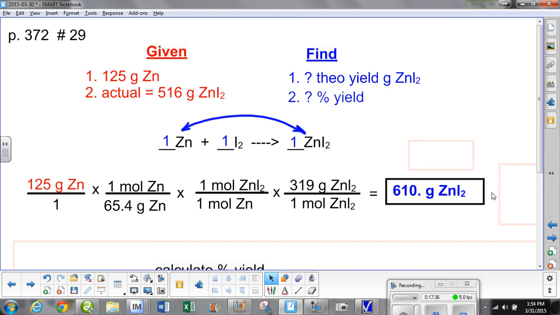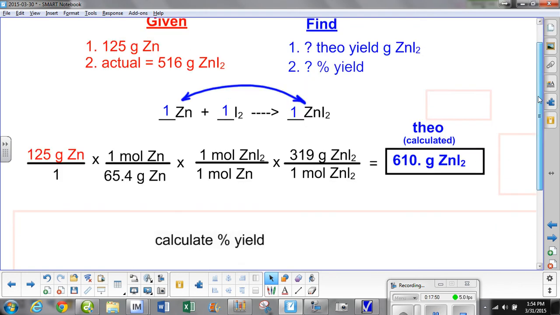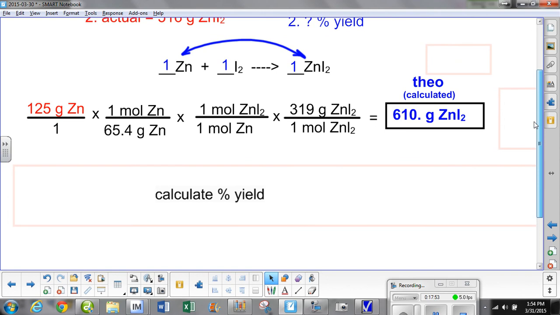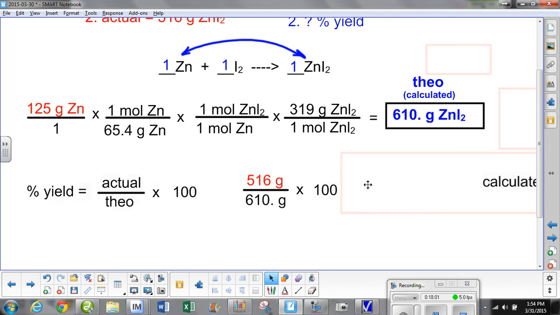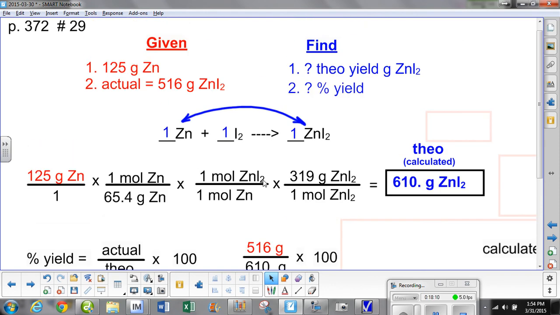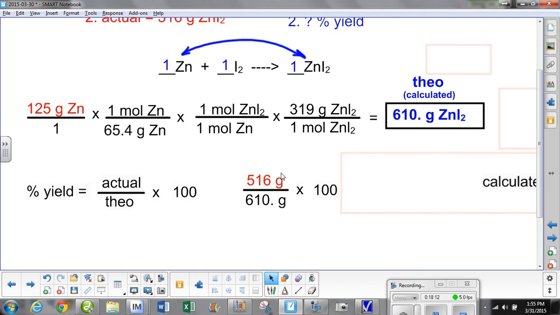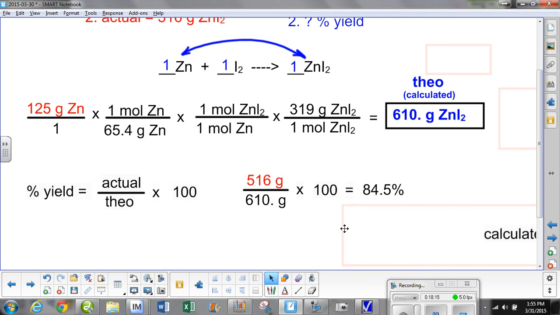Your answer should be somewhere close to that. And would you please write in again the word theoretical calculated, to help the person whose paper you're checking get a good feel for how these different calculations relate to each other. And now you see we have the theoretical on the bottom, as it should be. And then up top we have what was given by the word problem. And the numbers should come out somewhere around 84.5.